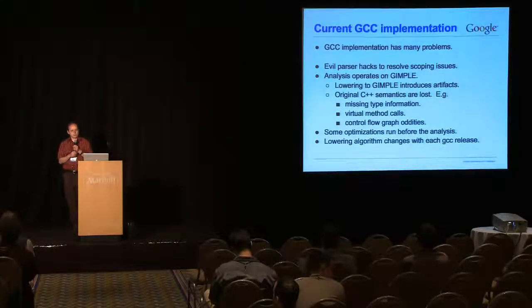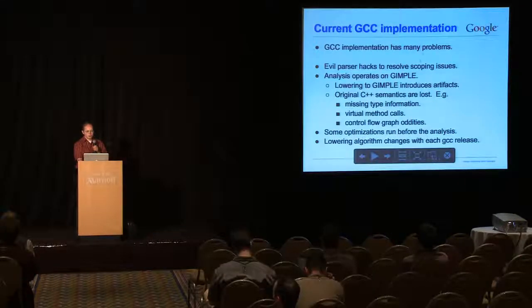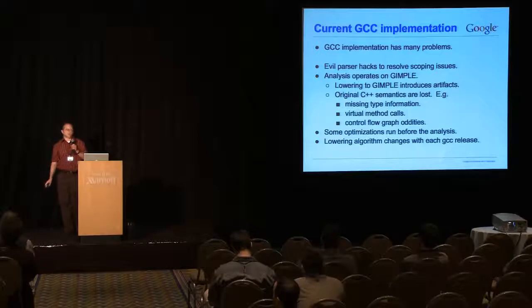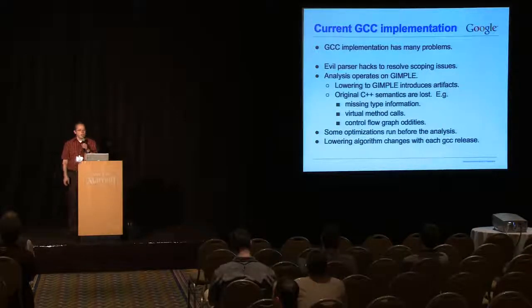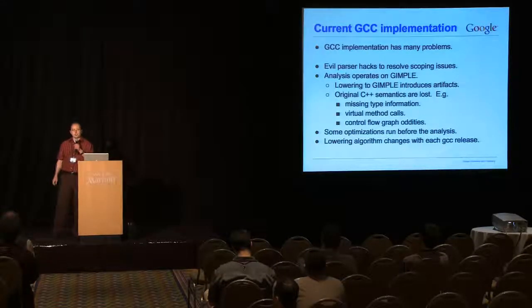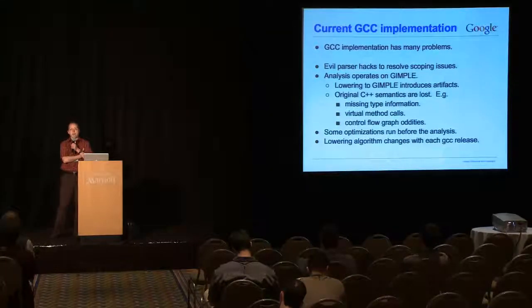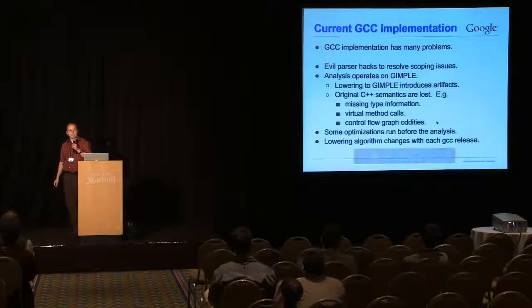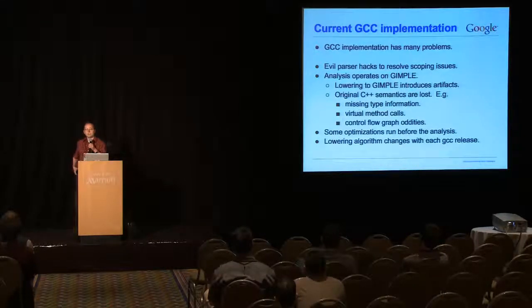Second problem is that the analysis operates on Gimple. The lowering to Gimple introduces a bunch of artifacts and erases some of the C++ semantics. So things that I have run into: type information mysteriously disappears because type checking is supposedly done, but I need those types, thank you very much, don't delete them. Virtual method calls turn into a bunch of pointer arithmetic operations to actually grab the function pointer, so trying to trace back and find your virtual method declaration is a pain. You get control flow graph oddities because the lowering algorithm decides to be overly clever in its attempts to share code.